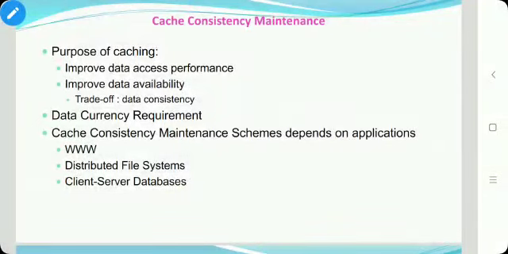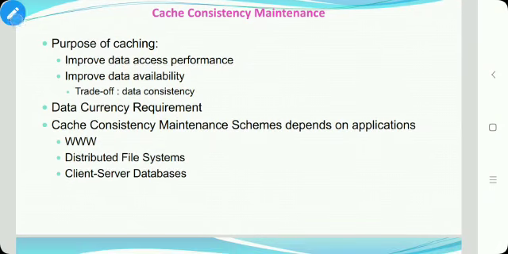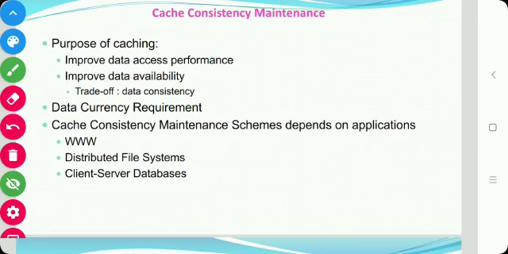Dear students, in this section we will see cache consistency maintenance. As we know, the purpose of caching is to improve data access performance and improve data availability, and the problem for caching is data consistency. So cache consistency maintenance is required to ensure that whatever data item values are fetched from the cache satisfy the currency requirements.